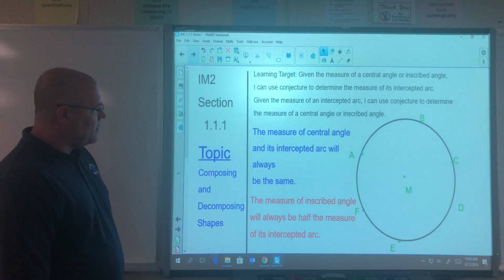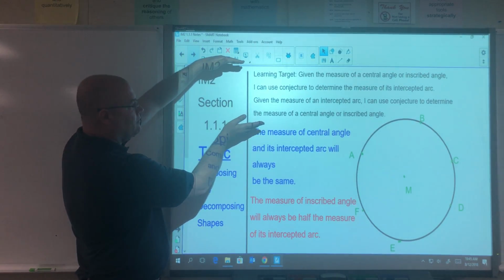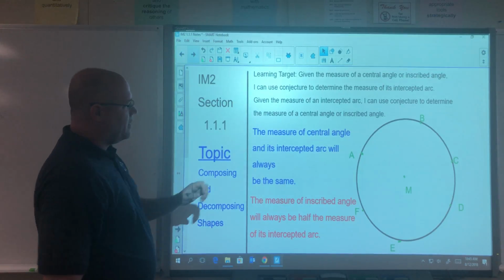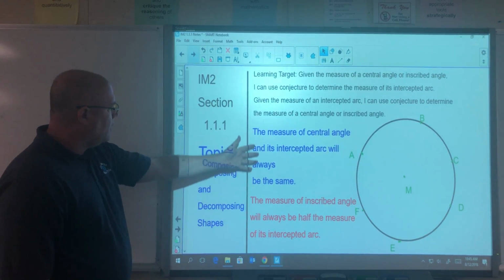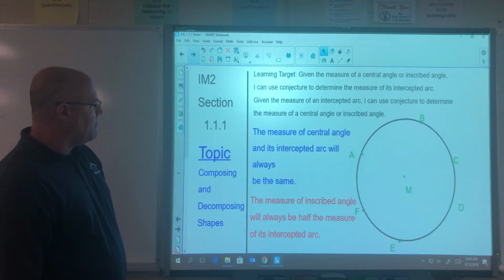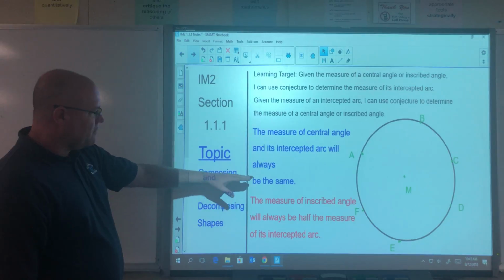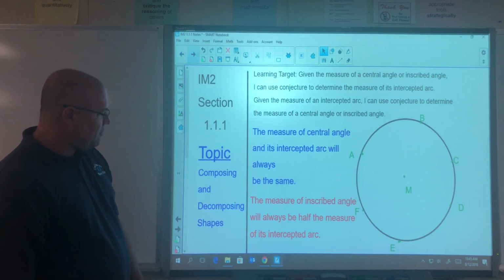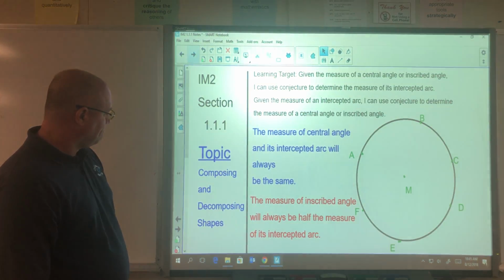or inscribed angle. So you want to pause the video, set up your notes, put the new learning target down, and then put the new circle in there, and you can enter in this part for the notes. The measure of a central angle and its intercepted arc will always be the same. The measure of an inscribed angle will always be half the measure of its intercepted arc. You can set the notes up and then come back.